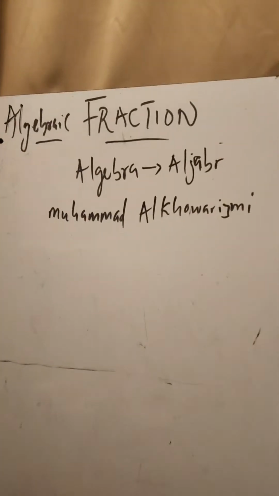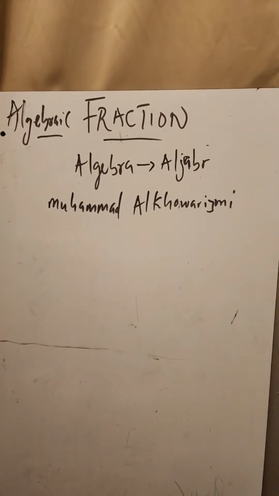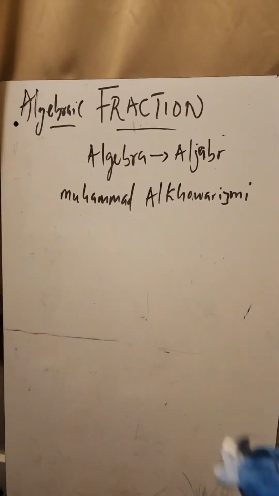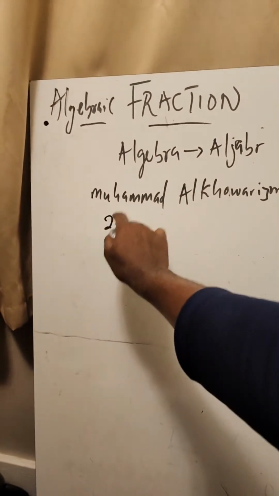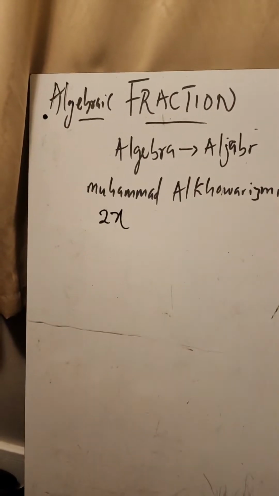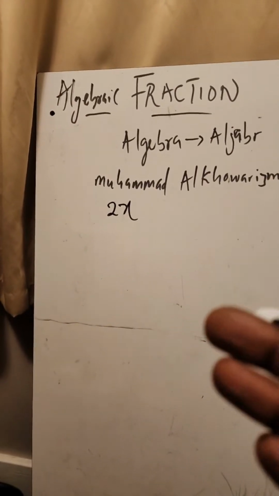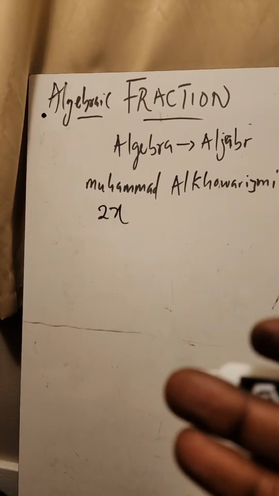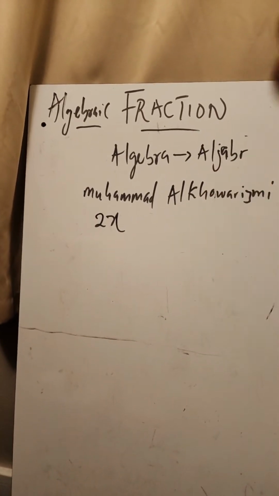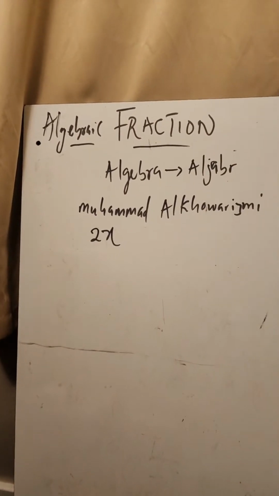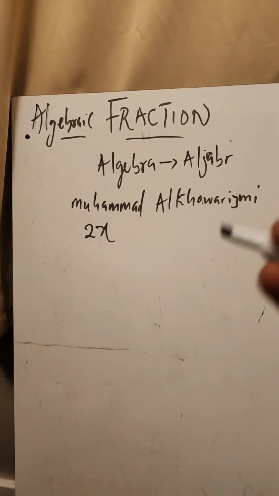What is algebra? When we talk about the word algebra, we're talking about the combination of numbers and letters together. For example, you're having 2x. This is algebra: 2 and x, the combination of letter and figure. So this makes it algebra. Our interest is what is x.